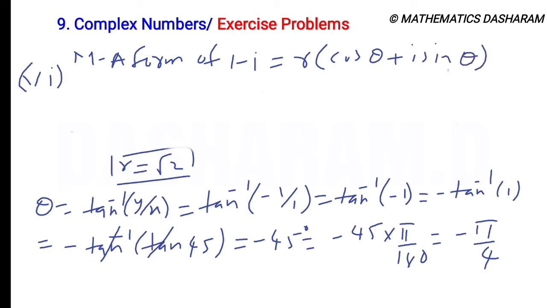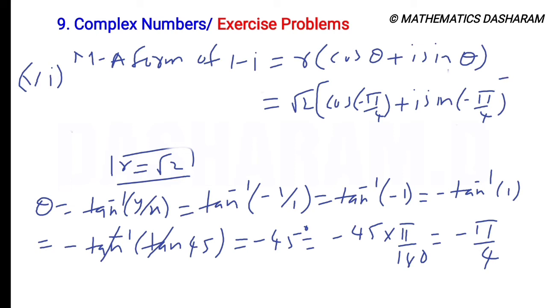Substitute r and theta values. r equals root 2, and cos theta value is minus pi by 4, plus i sin theta, where theta value is minus pi by 4.